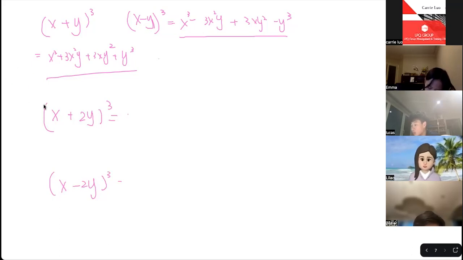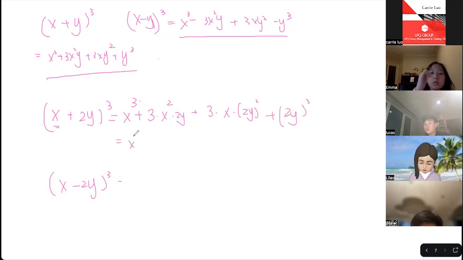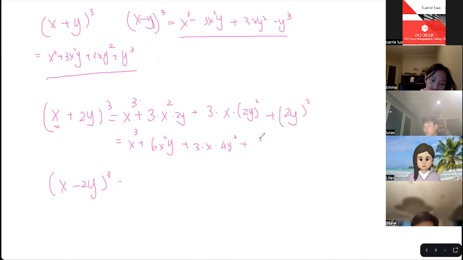Okay, everybody, let's take a look at this one. Lucas and Lilac and Daniel and Emma, I'm going to do it with you together. So this one is x cubed plus three times x squared times 2y, because y became 2y, plus 3 times x times (2y) squared, and the last one is (2y) cubed. I expanded: x cubed plus 6x squared y plus 3 times x times 4y squared plus 8y cubed. Correct? So it's x cubed plus 6x squared y plus 12xy squared plus 8y cubed.